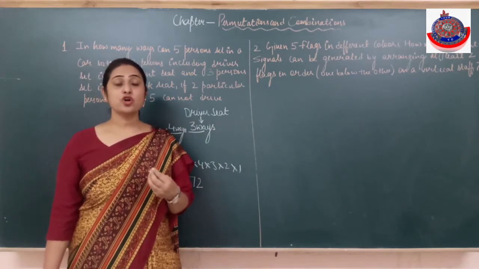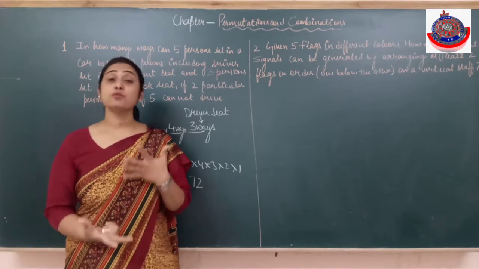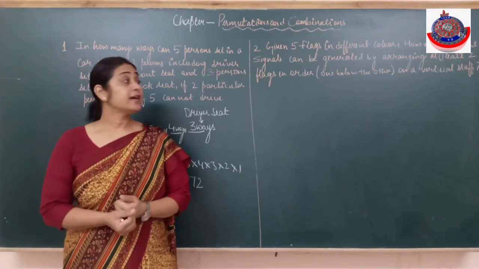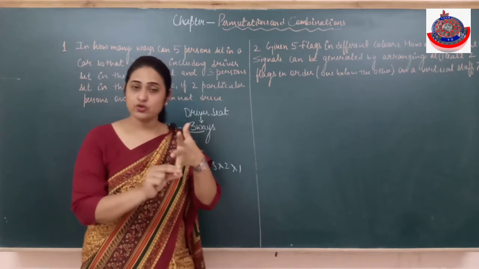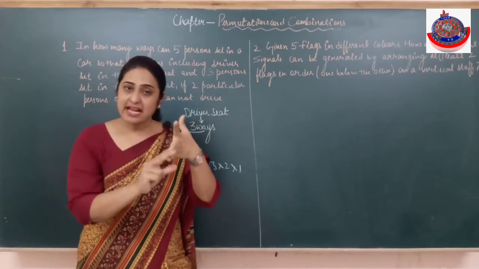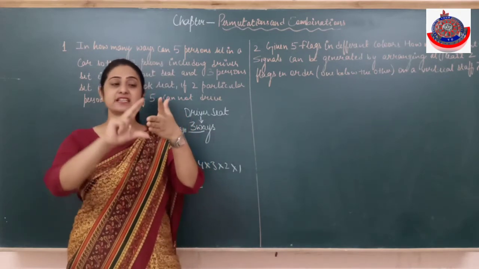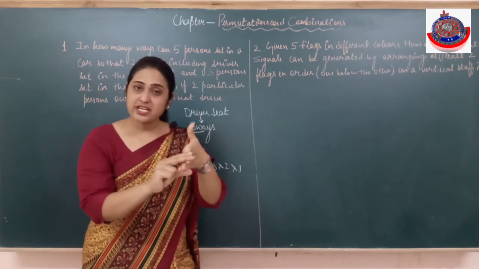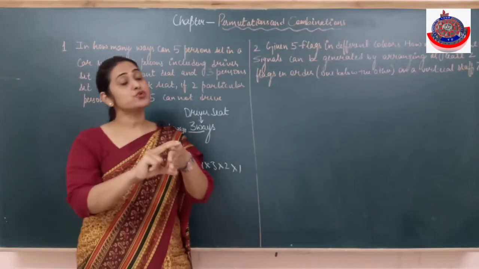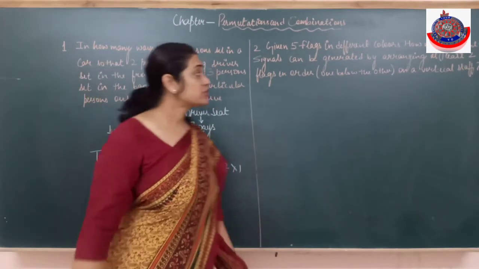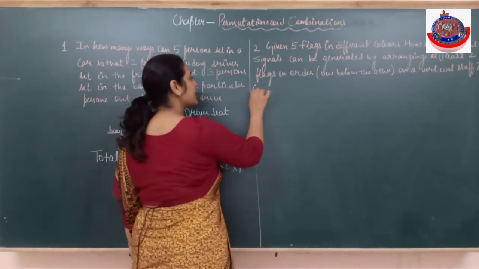In probability and permutation combination, at least and at most play a very important role, children. Clear? So when I say at least, it means a signal can be generated with 2 flags, with 3 flags, with 4 flags, and with all 5 flags together. So first, we will make cases.